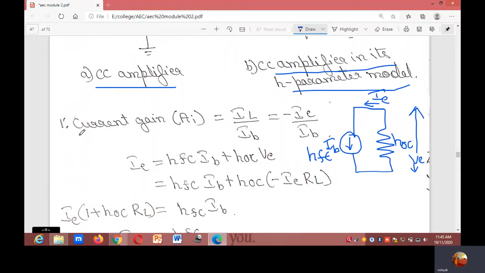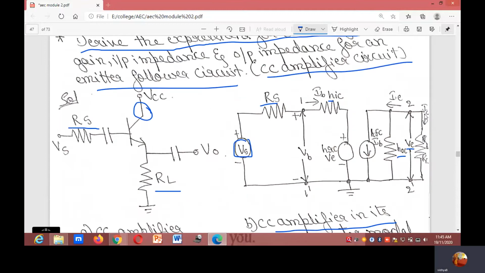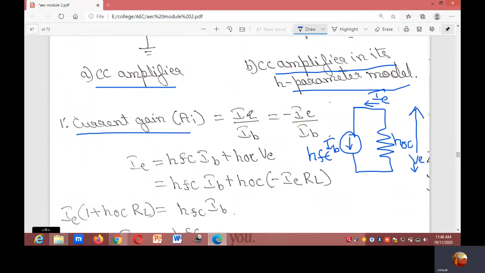First, we need to find the current gain. Current gain is output current divided by input current. Output current here is IL, and input current is IB. But here you can observe IE is also flowing. IE is in this direction and IL is in this direction. The magnitude is the same, but they are opposite in direction, so IL divided by IB can be written as minus IE divided by IB.